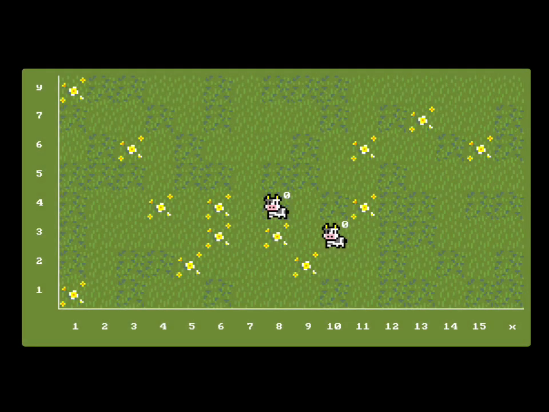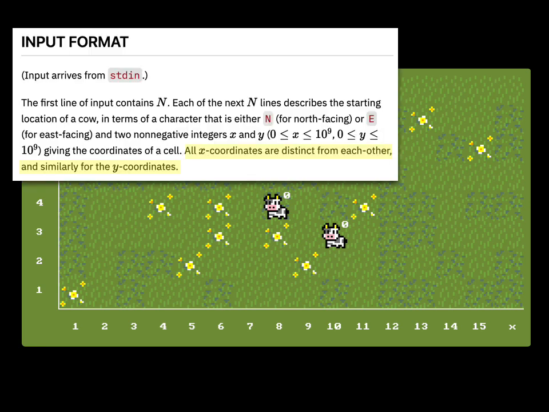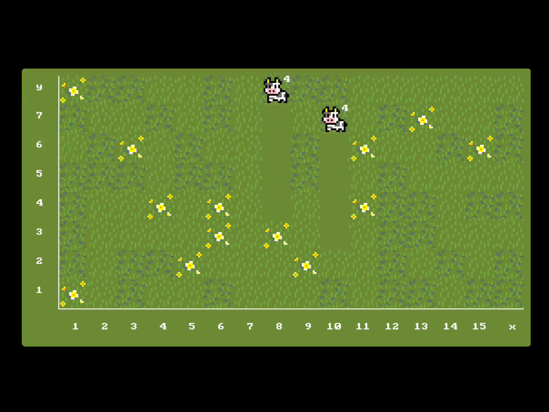Now let's say that we have another cow also facing north. In this case, it is impossible for the 2 cows moving parallel to each other to interact unless they have the same x-coordinate. But remember, we are told in the problem description that all x and y coordinates are distinct. In short, it's impossible for 2 cows traveling in the same direction to interact with each other.